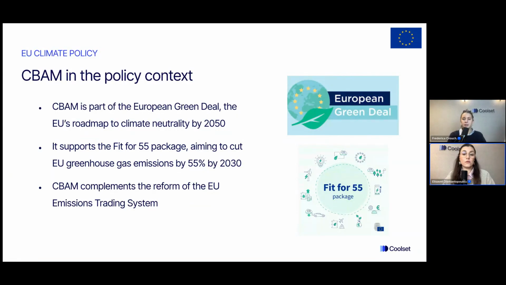The EU ETS was a crucial part of decarbonizing within Europe, and CBAM is now the mechanism that prevents this carbon leakage and ensures that we're maintaining on the track to reduce our emissions. And they're designed to work together to drive decarbonization within Europe, but also set that global precedent for climate neutrality across the globe.